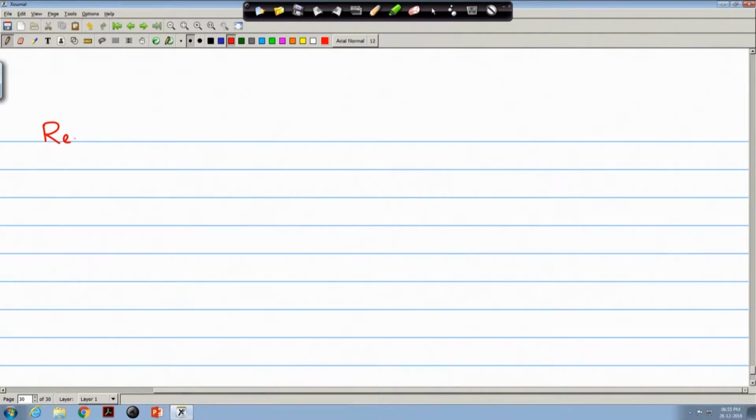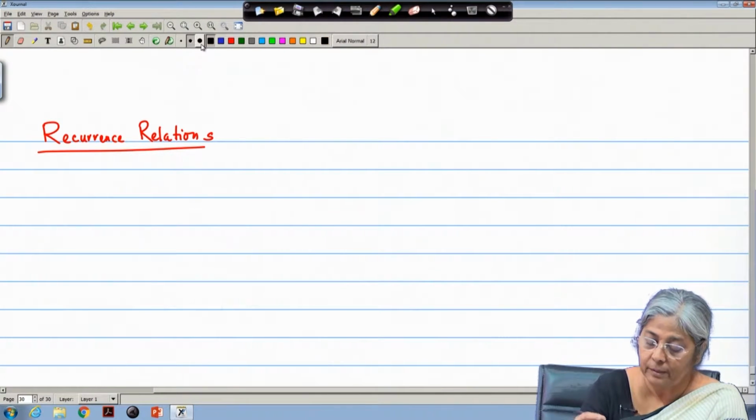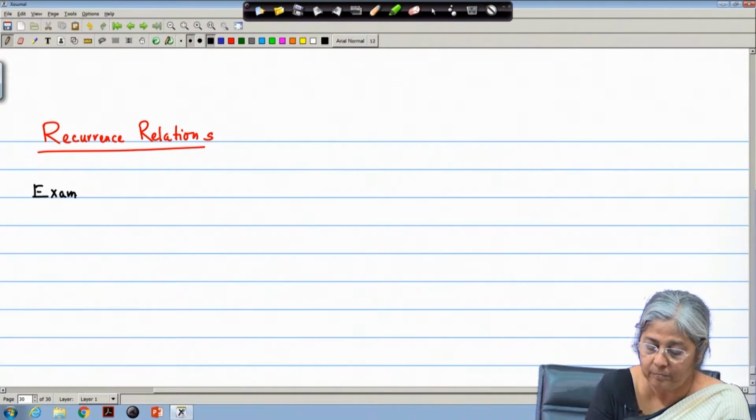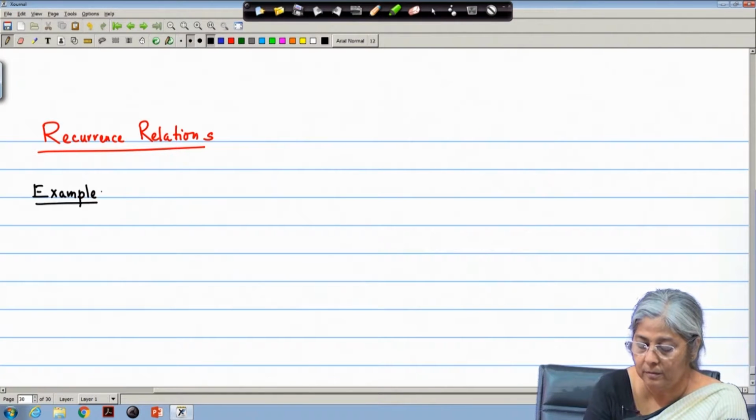So, first we read our Tower of Hanoi problem. Again we continue the recurrence relations. And first we see some of the problems where we can frame the recurrence relation. One such example is the Tower of Hanoi.